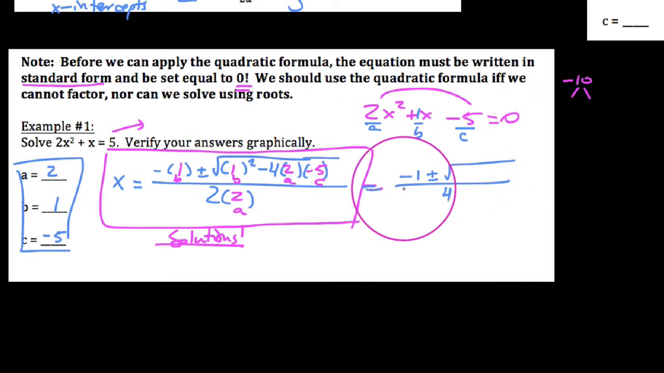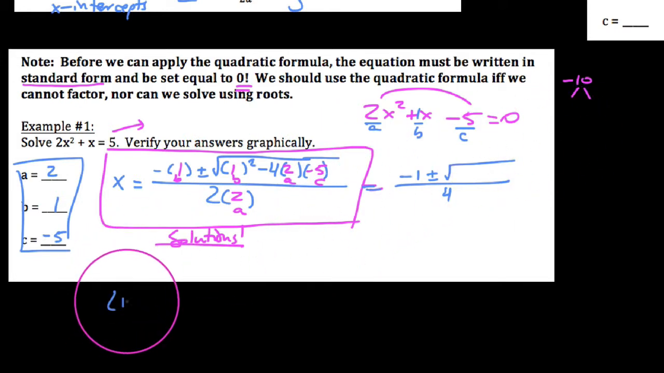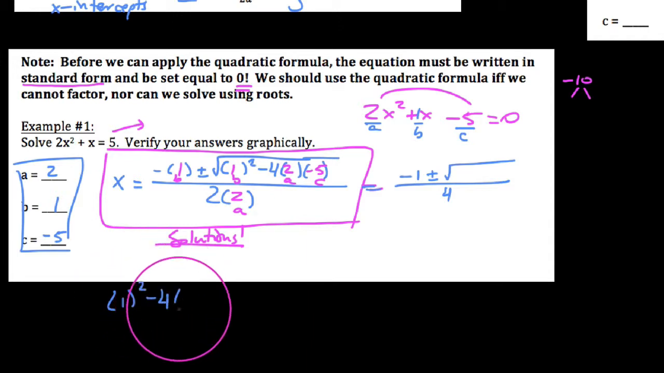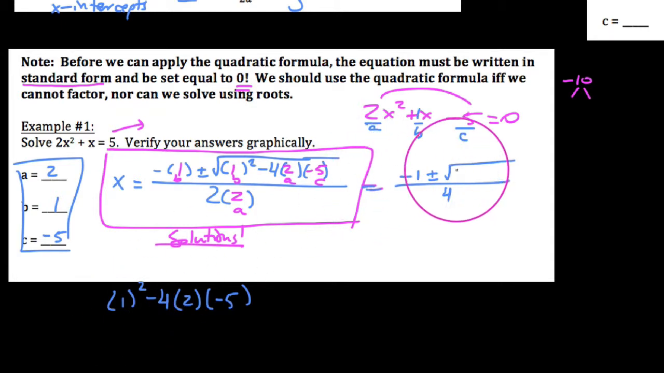It's this inner portion here that kind of worries me a little bit. So we have 1 squared minus 4 times 2 times negative 5. So start with the squared term. We get 1 squared is 1. And I know that if two of these are negative, I get a positive answer. So this is going to be positive. And 4 times 2 is 8, times 5 is 40. So I get this right here.